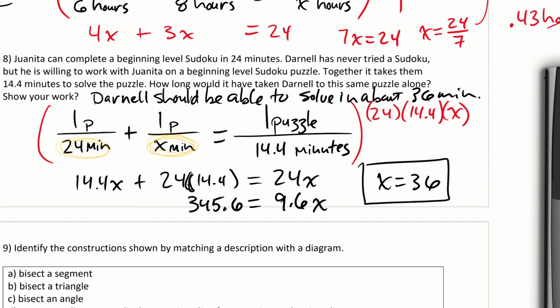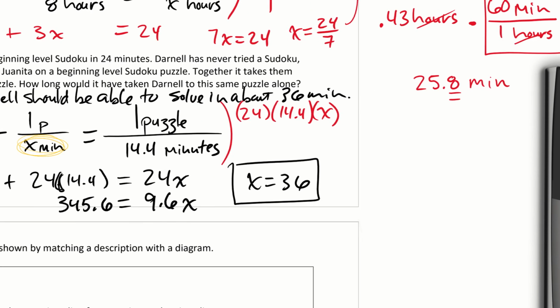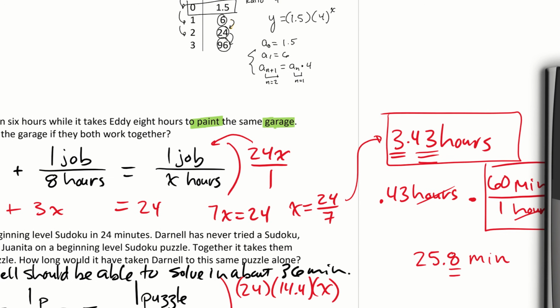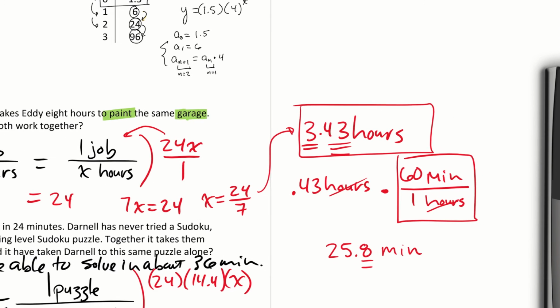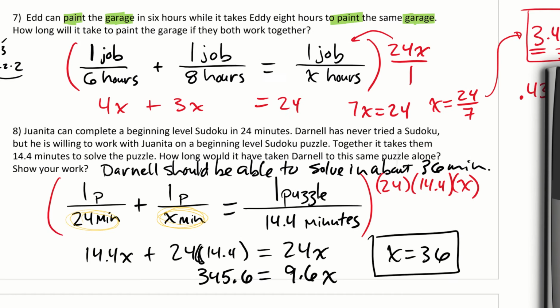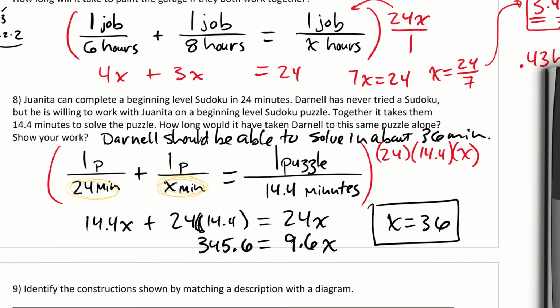It's a nice answer. I didn't do this up here, but together they should be able to paint the house in 3.43 hours, or 3 hours and 25.8 minutes, right? So just remember to do that. It's a courtesy to the people who are reading it, and it really communicates exactly what you're talking about.